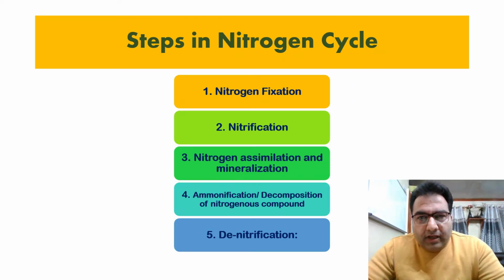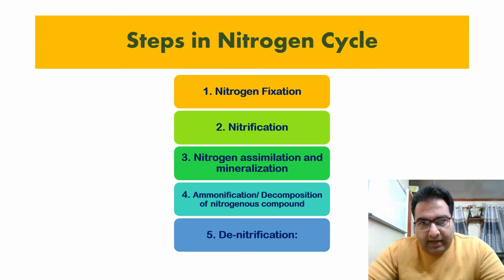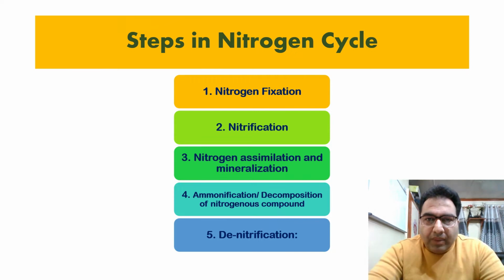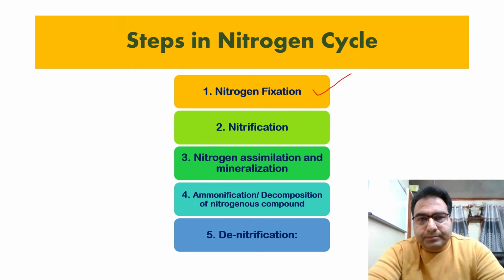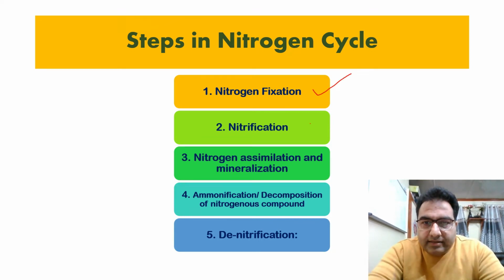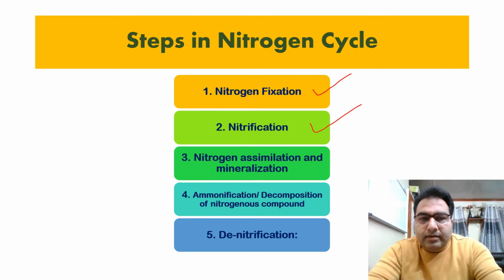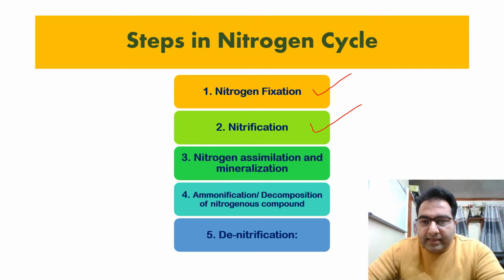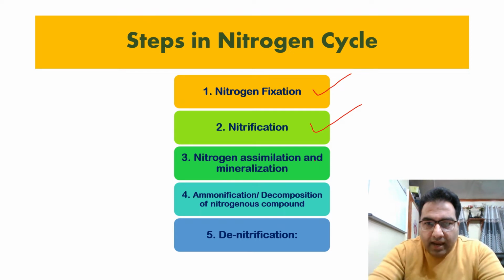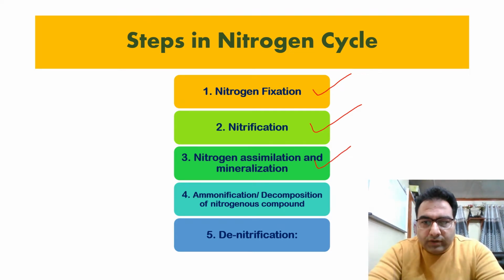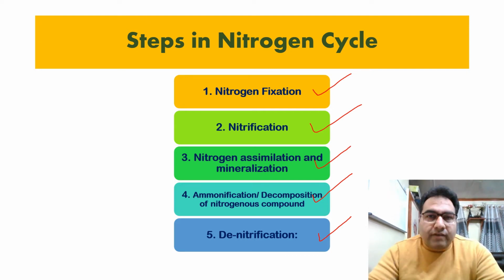Now we shall be talking about the various steps in the nitrogen cycle. What are the various steps in the nitrogen cycle? The first step is nitrogen fixation. The second is nitrification. The third is nitrogen assimilation and mineralization. Fourth is ammonification, decomposition of nitrogenous compounds. And the fifth is denitrification. We shall be talking about these very important steps one by one.